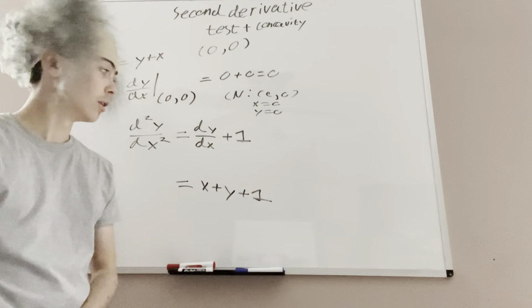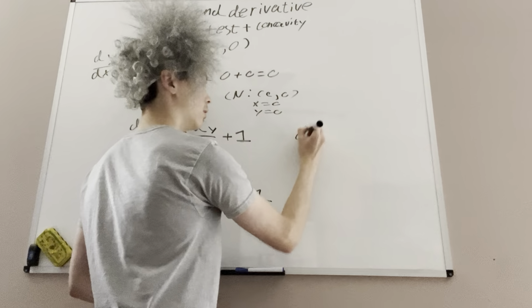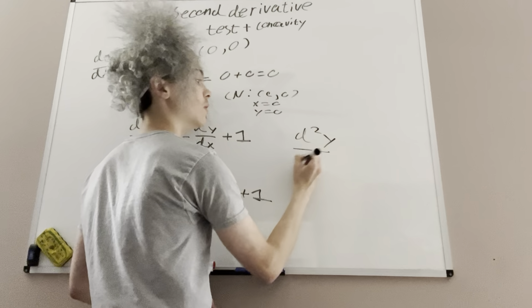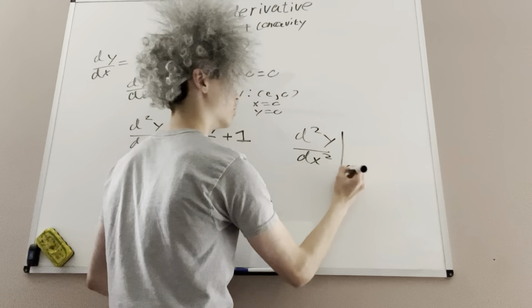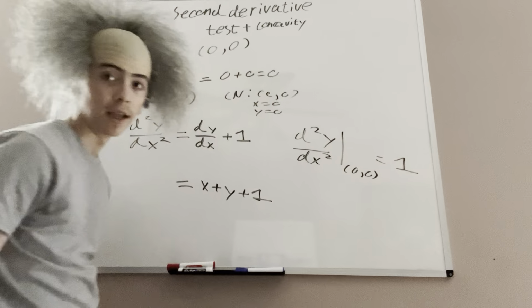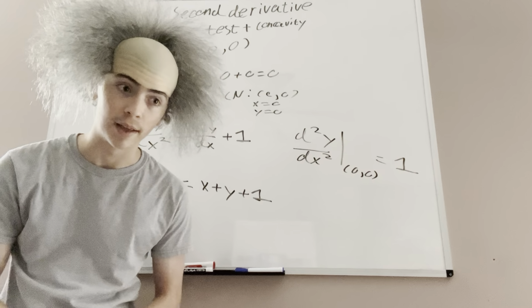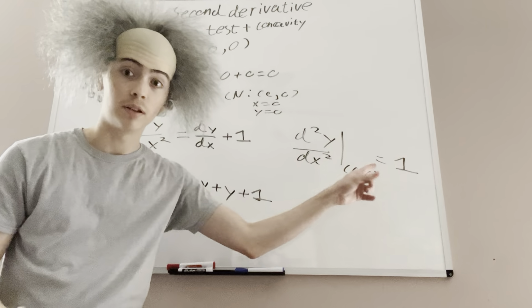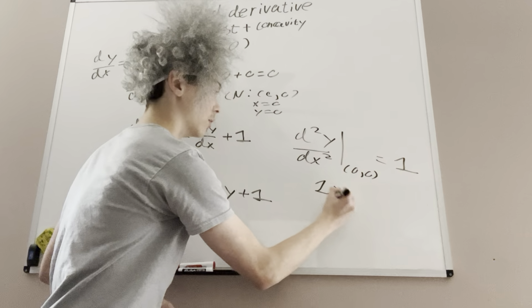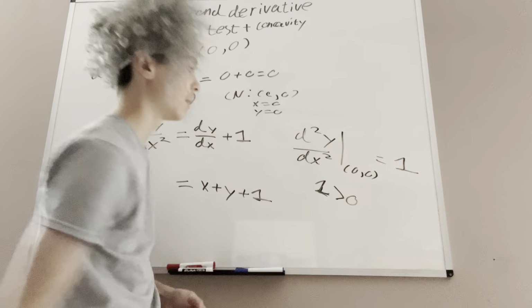Right, now we have our second derivative. Going over here, we're going to find what our second derivative is equal to at (0, 0). It's equal to 1. Right, okay, so the second derivative is equal to 1 at (0, 0). That's a positive value. 1 is greater than 0, right? That's a 1. Sorry, it kind of looks like a 2 there.